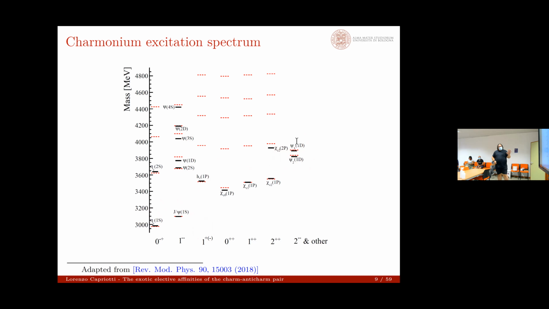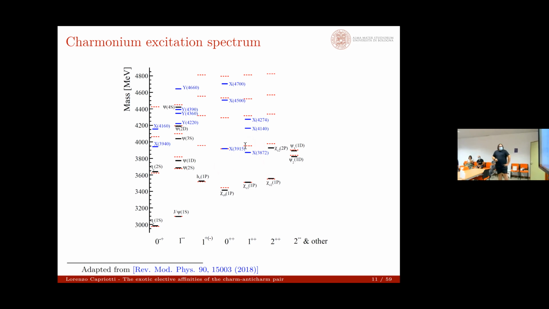But this is not really exactly what the charmonium excitation spectrum looks like, because there's also this guy here. This is what we call an exotic candidate. I'll tell you why in a second. Its mass is quite close to this predicted state, but there are a few properties that don't fit the c-cbar predictions. So this is not exactly what the spectrum looks like.